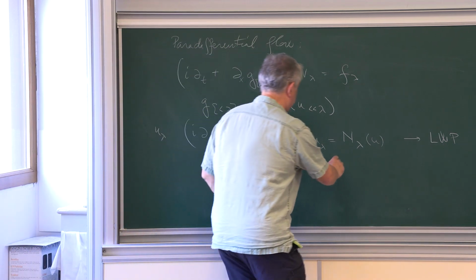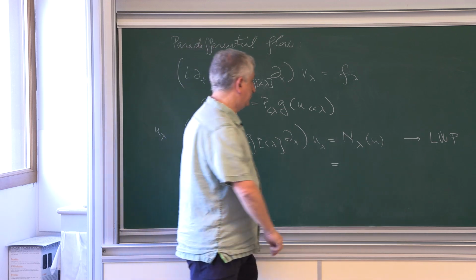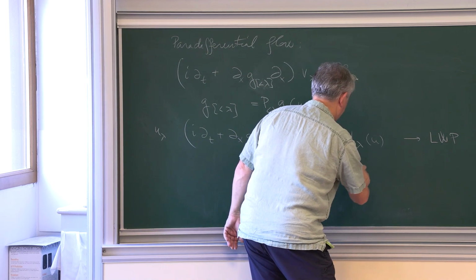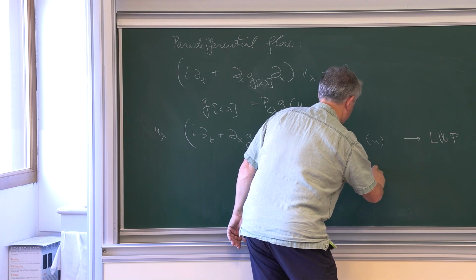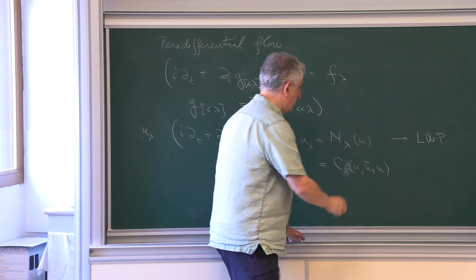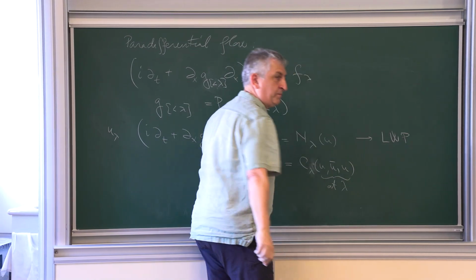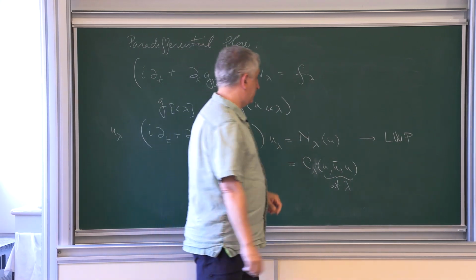So for global well-posedness, we're going to split this N lambda into two. Let's say some diagonal part, C lambda of u, u bar, and u. So a cubic part where each of these terms is at frequency lambda. And then just the rest of it I'm going to think of as perturbative.